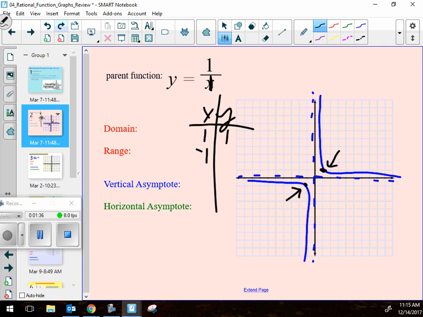So I'm going to put in -1 now. -1 goes in. 1 divided by -1 is -1. -1, -1, yup, it works.